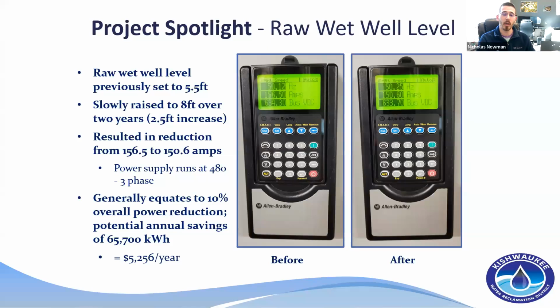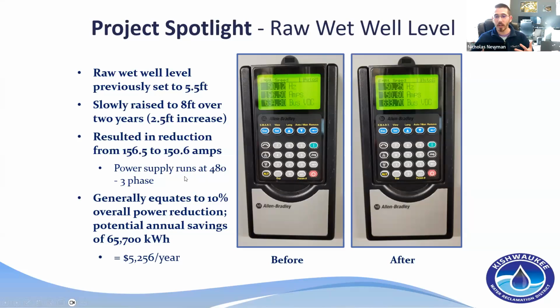Over the course of about the 2 years, 1.5 years that we've been involved in doing all these programs very actively, we've slowly raised that, about half a foot here, half a foot there, a couple months apart. And so we've adjusted it by about 2.5 feet. It's now sitting at 8 feet. I've got pictures here of the same panel showing before the changes and after. It dropped our amperage from about 156.5 to 150.5 roughly, so about a 6 amp reduction on a 480 volt 3-phase power supply.